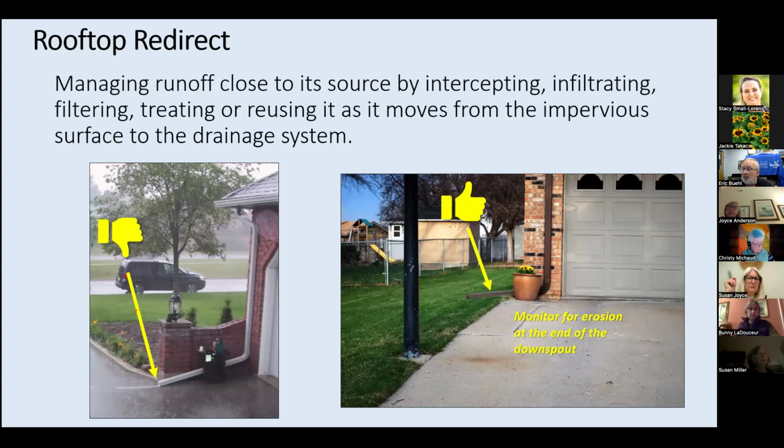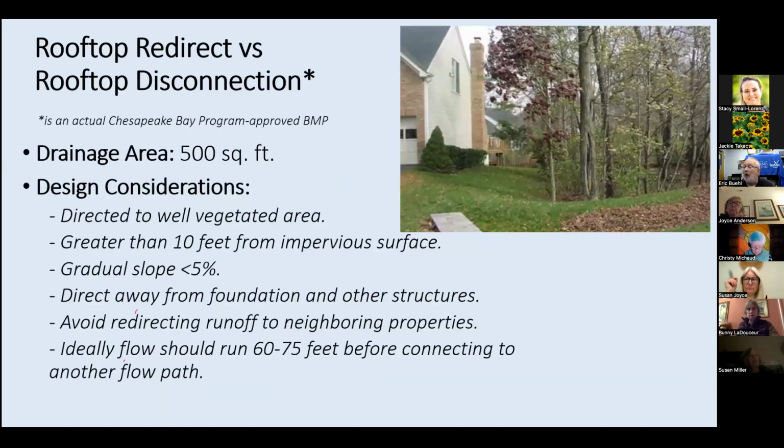Rooftop redirect, this is a simple one, not necessarily a Bay-approved best management practice, but it's a way you can take downspouts like on the left that normally just flow down the driveway and into the road and turn them off into a grass area, under the caveat that it's not going to flood somebody else out at the other end. The only thing you really need to do is just monitor it for erosion at the end, and you can do that with one of the prefabricated splash blocks, or you can utilize some rock at the end. And you don't want to confuse that with the actual Bay-approved BMP.